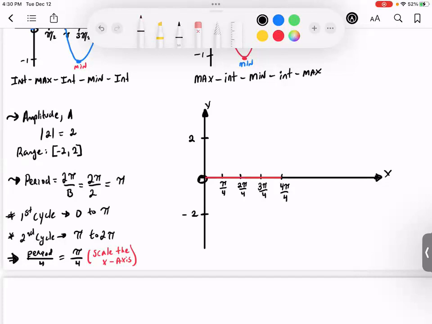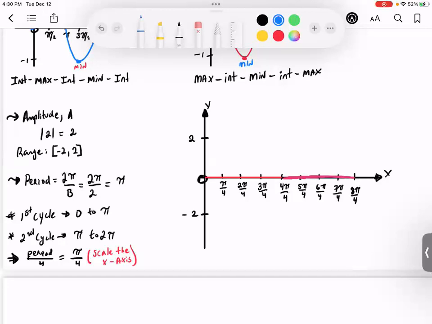Okay, now we continue the trend. We add multiples of pi over 4, so we get 5 pi over 4, 6 pi over 4, 7 pi over 4, and then lastly 8 pi over 4. 8 pi over 4 is simply 2 pi. So that would be your second cycle. The second cycle goes from 4 pi over 4, or pi, to 8 pi over 4, which is your 2 pi.